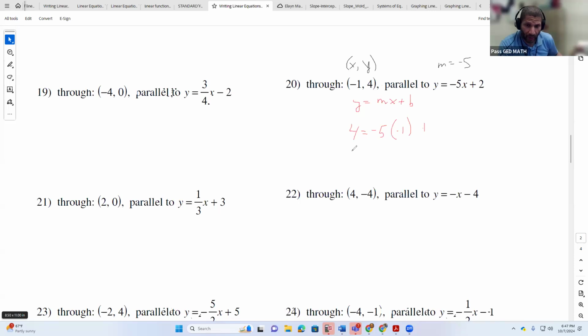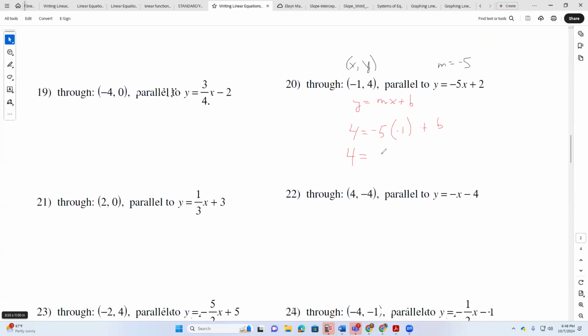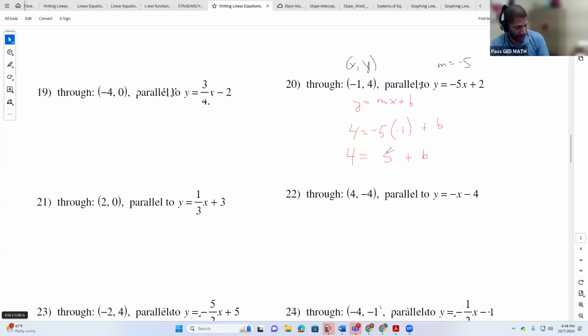You've got to simplify. So I'm going to bring down my 4 and bring down my equal. What is -5 times -1? 5, because two negatives make a positive. B is not by itself, so what do I need to do to get b by itself? Subtract 5 from both sides.